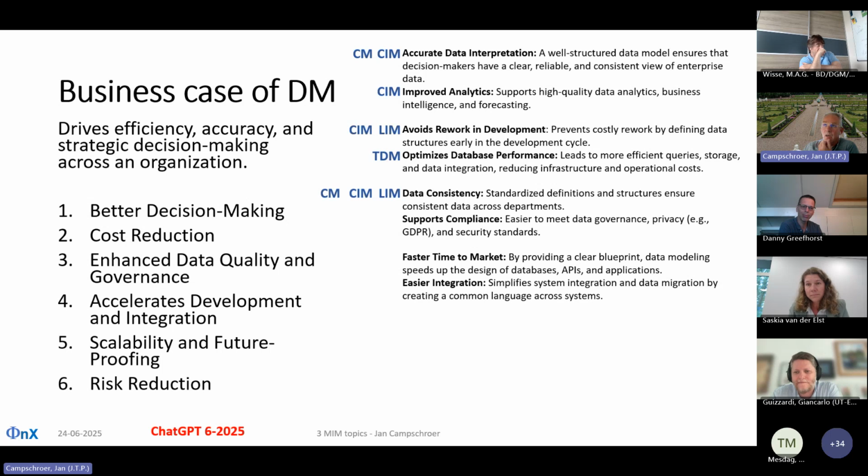Oké, dus dan zouden we daar nog op kunnen focussen. Ja, oké. Merci, dank je.